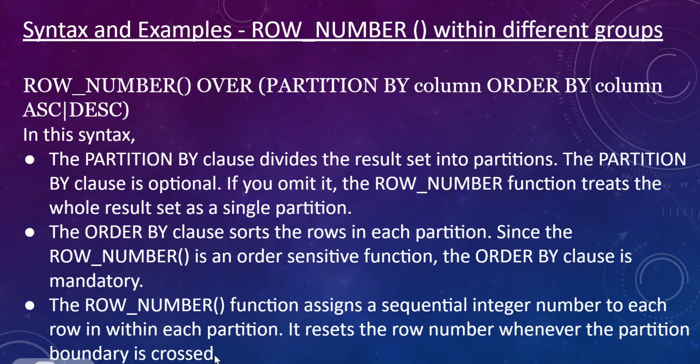Like the example I was taking, when we move from junior to mid seniority, then a new row number will be assigned. Like if we were having 1, 2, 3, then when we move from junior to say mid seniority, that first employee in that mid seniority level will get the first row number.